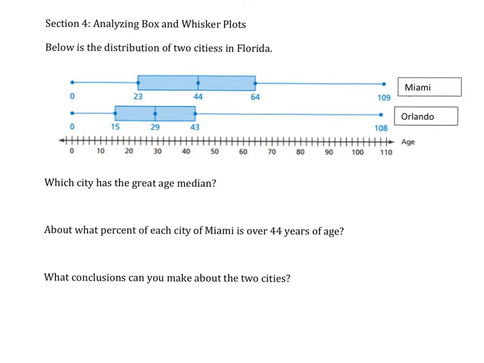Okay, we are now in section 4, analyzing the box and whisker plots. I will say in this section I had a few typos, so we're going to fix them as we go. So the first question says, which city has the greater age median? So remember the median's in the middle of the box. So those are our medians. We can clearly see Miami has a greater age median.